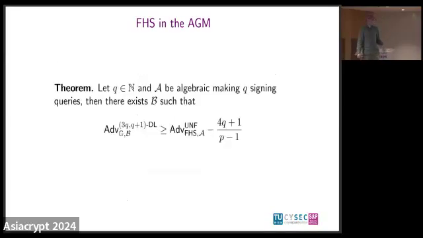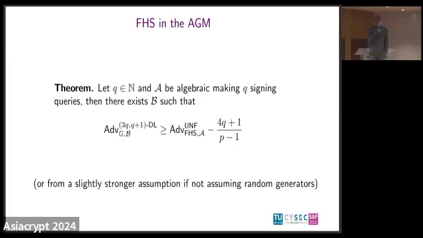Okay, so what did we prove? In fact, we proved that for a natural number Q and A, an algebraic adversary that makes Q signing queries, we construct an adversary B such that the advantage of B playing the 3Q, Q plus 1 power DL game is bigger than the advantage in the unforgeability game minus 4Q plus 1 over p minus 1, where p is again the group order. So that's a negligible term.